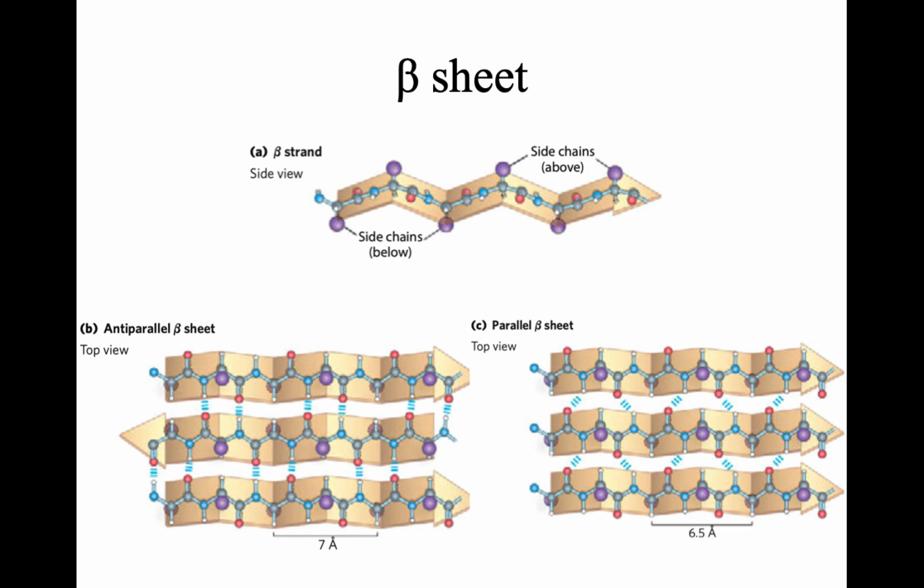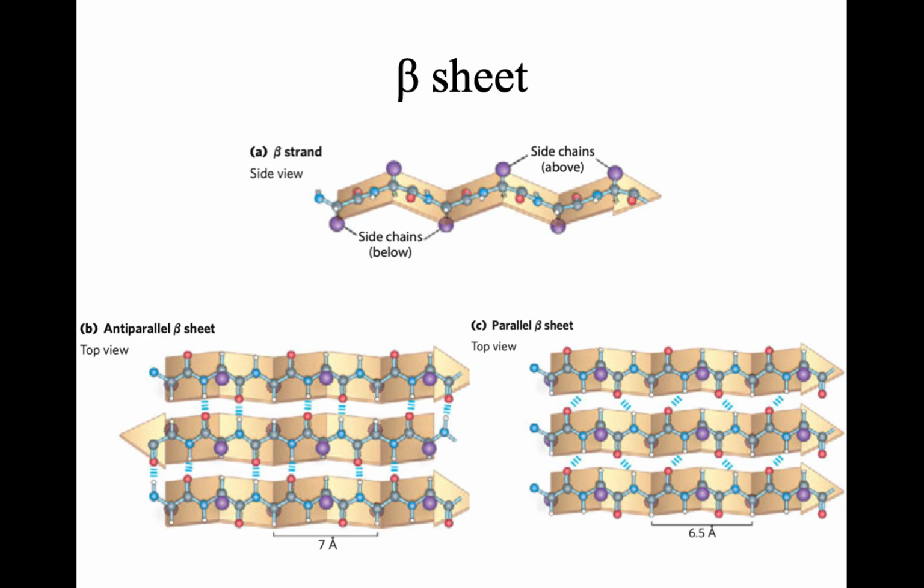But the difference is that in the parallel beta sheet, as I told you earlier, there is distorted hydrogen bonding when compared to the anti-parallel beta sheet. For this reason, the anti-parallel beta sheet is more stable when compared to the parallel beta sheet.